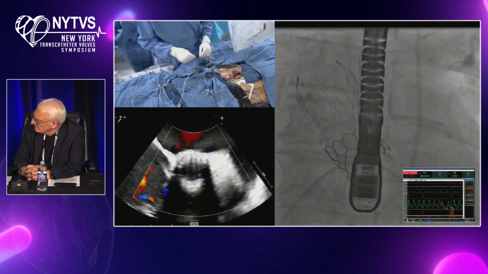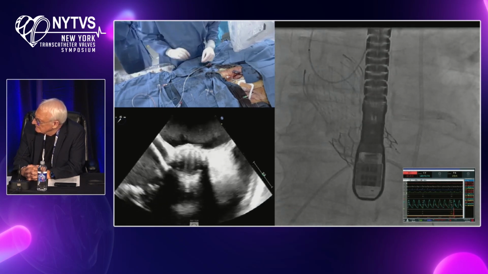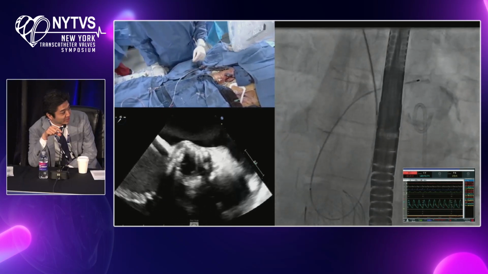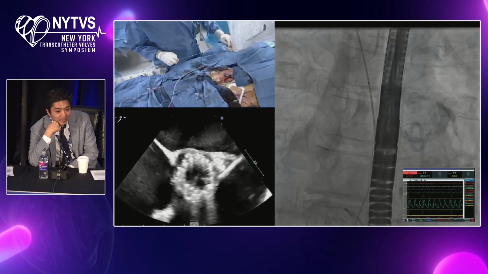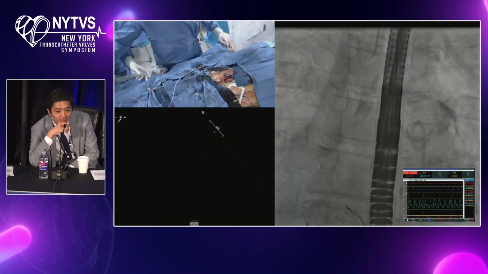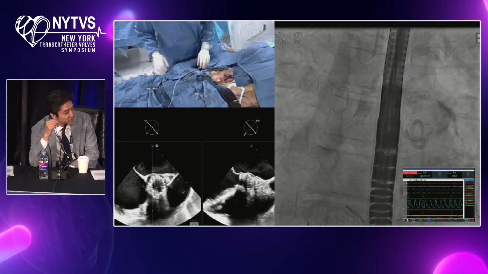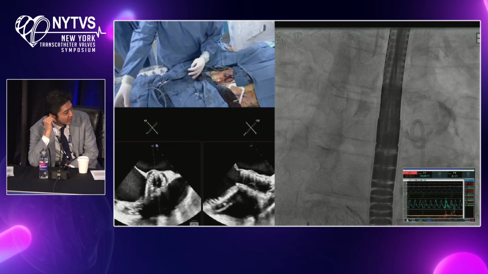I'd be concerned with Sapien in Sapien just because the first Sapien failed in 4 years. There was a reason, and it could be undersizing, right? But you could end up with the same issue. So I actually support the decision.